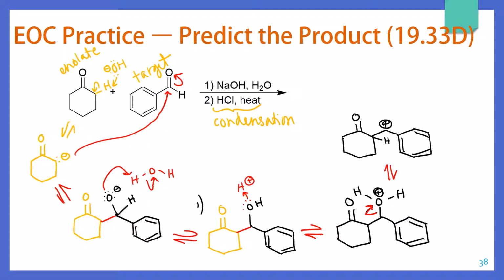So we can use water to deprotonate to give us our aldol condensation product, which is an alpha beta unsaturated carbonyl compound. So we know that we did it right.